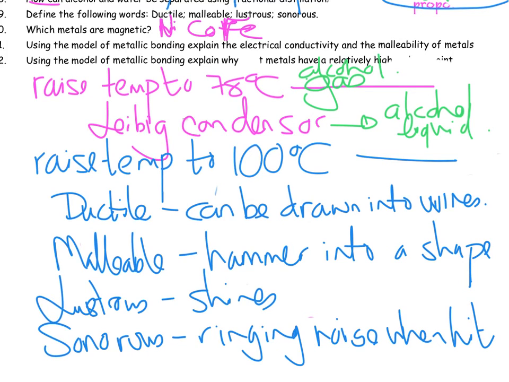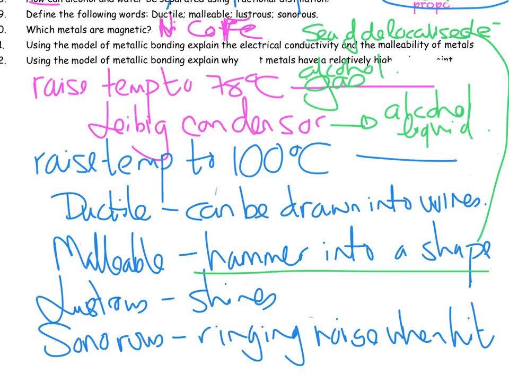Use the model of metallic bonding to explain the electrical conductivity and the malleability of metals. For the electrical conductivity, you need to discuss the sea of delocalized electrons that are free to move. And in terms of malleability, the sea of delocalized electrons are flexible, and therefore they are able to hold the lattice together, even if it changes shape.